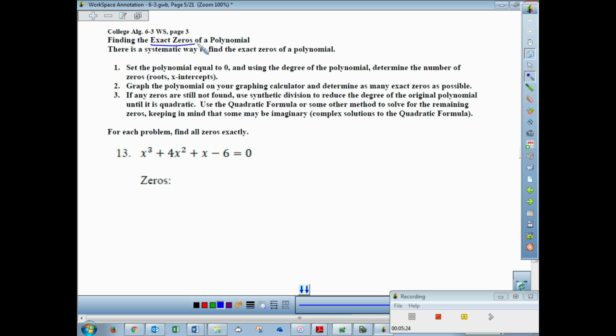Finding the exact zeros of a polynomial. It will come into play finally. Many of you have never seen it before. It's like, what's the point? Well, eventually, not today, but this unit, we will realize what's the point of finding all these zeros.